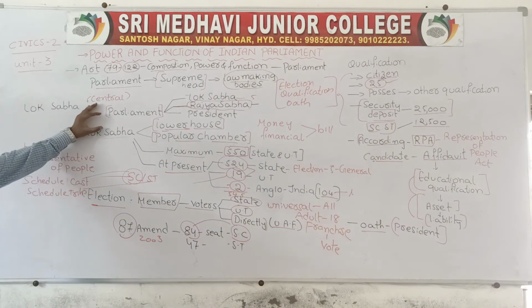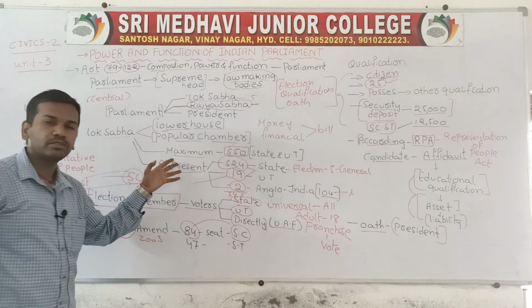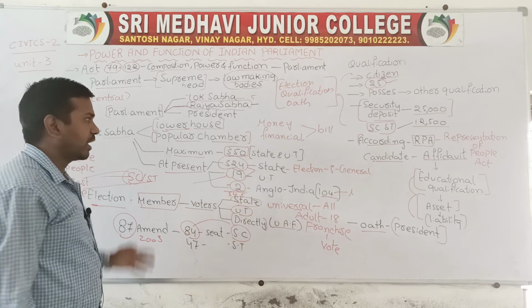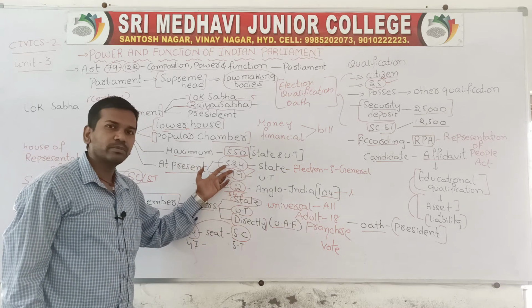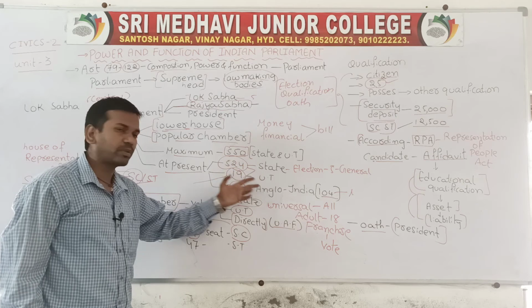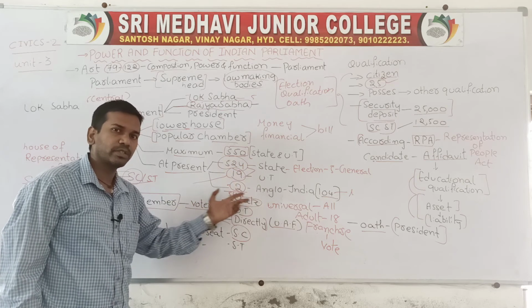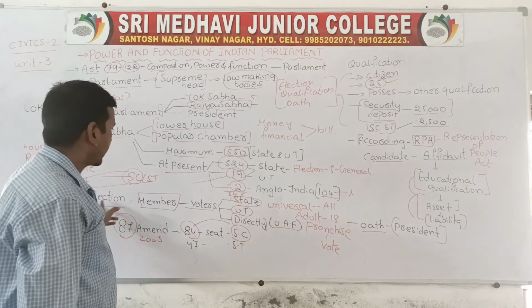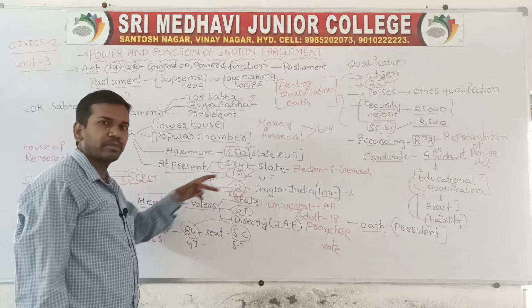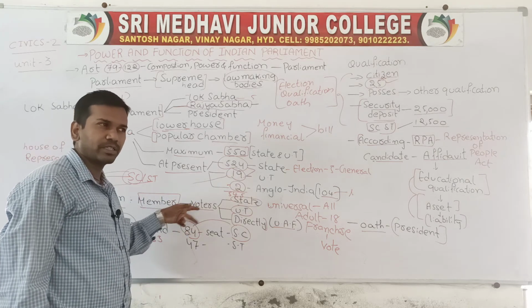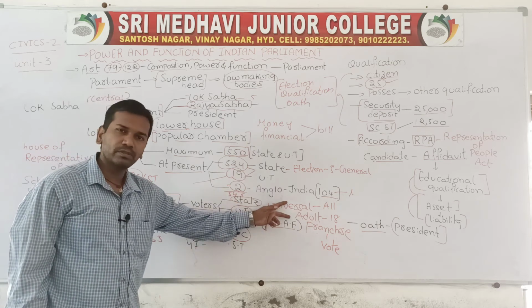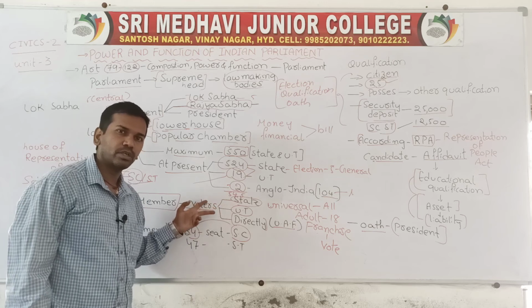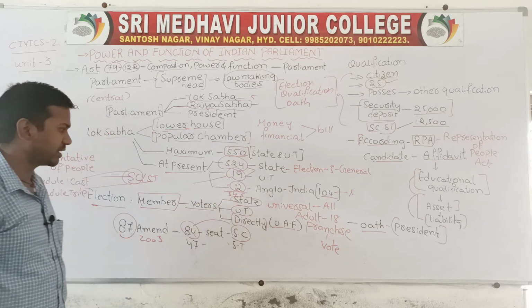What we have discussed: Lok Sabha is the lower house and a popular chamber. The maximum strength should not exceed 550, and at present the strength is 545, in which 524 members are from states, 19 members from union territories, and 2 members from the Anglo-Indian community. When elections are conducted, the members of Lok Sabha are elected directly by the voters from the states and union territories, based on universal adult franchise. The voters all over India have universal adult franchise.